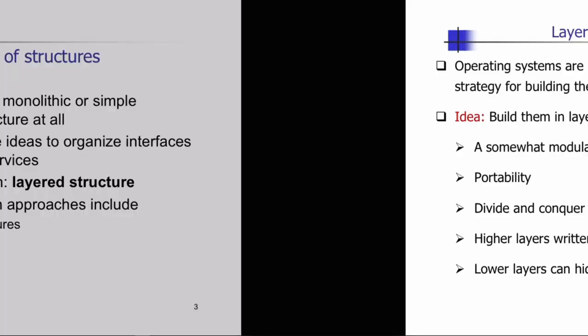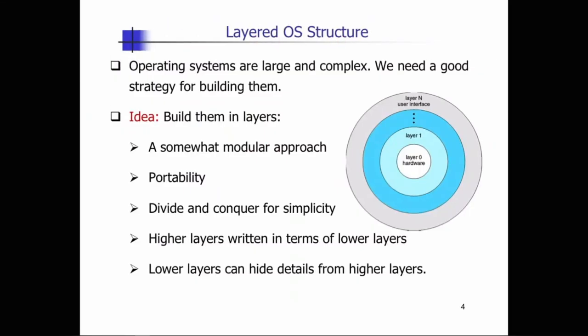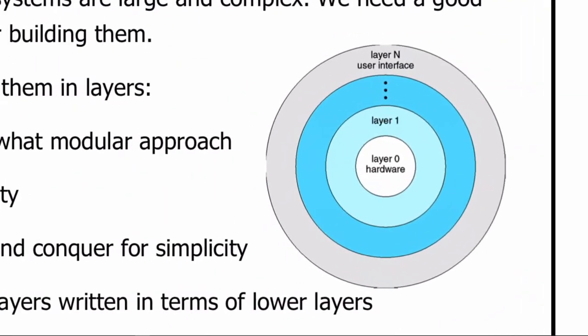Let's go a little bit deeper into the layered operating system. As was established a little earlier, operating systems are large and tend to be very complex, so we need a very good strategy to be able to build them. One such idea is to build them in layers. As you can see, we have different layers. Say layer 0 is the hardware, and layer n is the user interface. We are going to have multiple layers from layer 0 all the way to layer n, the bottommost layer being the hardware and the topmost layer being the user interface.